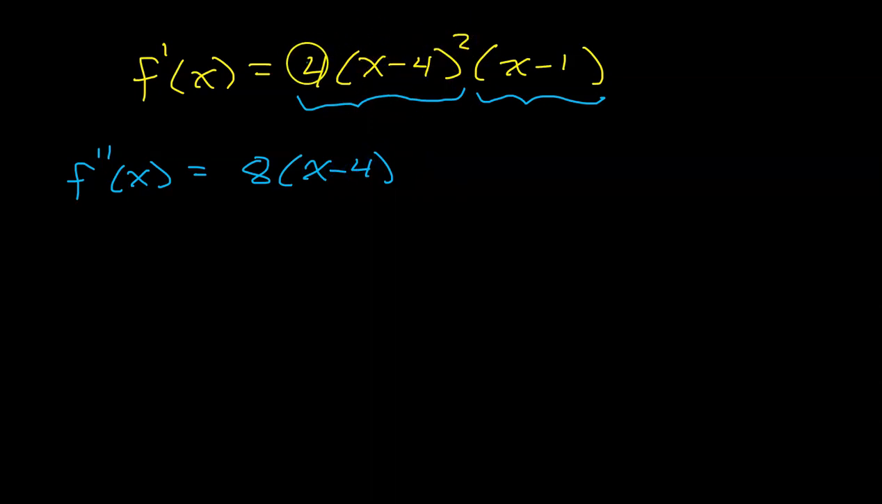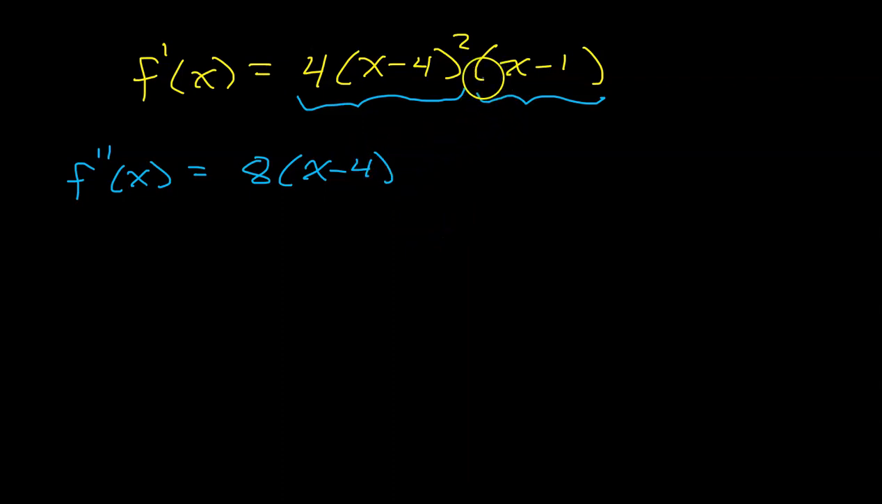So that was the outer function that I just did. But I also have to multiply by the derivative of the inner function, except for, wait a minute, the inner function is x minus 4. The derivative of that is just 1. So yeah, don't need to write that.